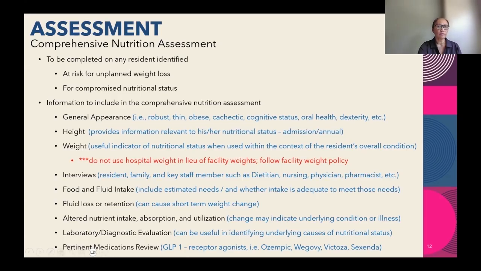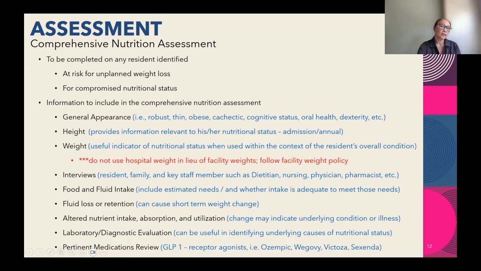The height provides relevant information to his or her nutritional status. It must be obtained on admission and annually. An annual does not mean you copy what was written from a year ago or stated by a family member. It really behooves the facility that we obtain our own height and weight upon admission. Weight, again, is a usual indicator of nutritional status when used within the context of the resident's overall condition.